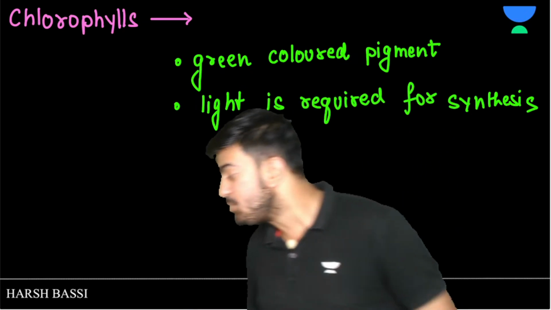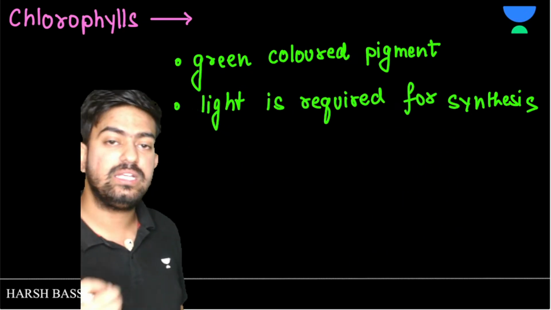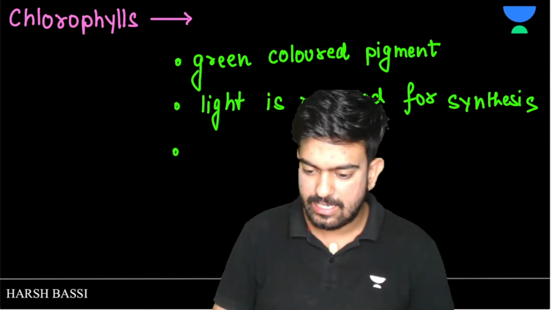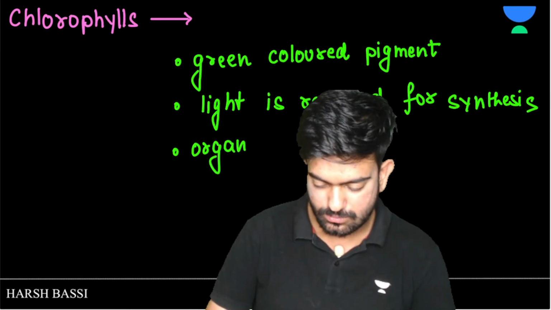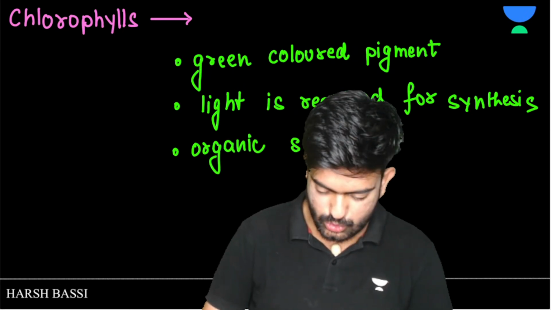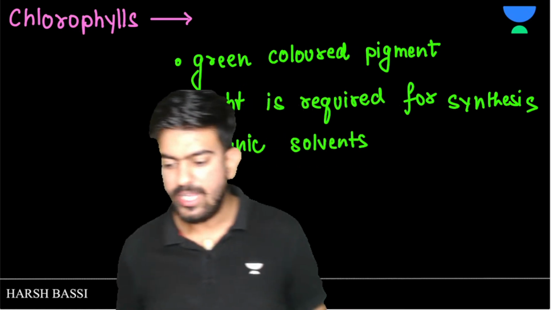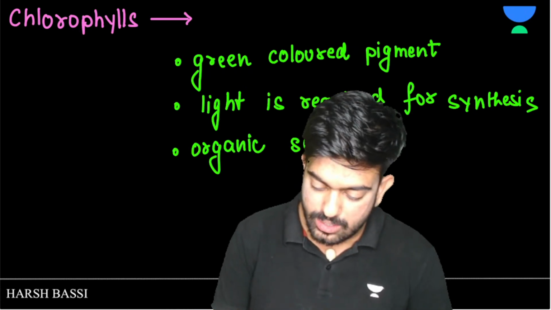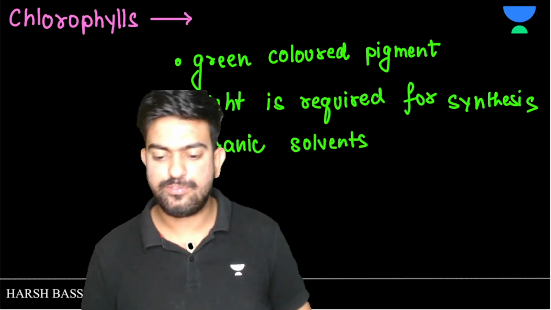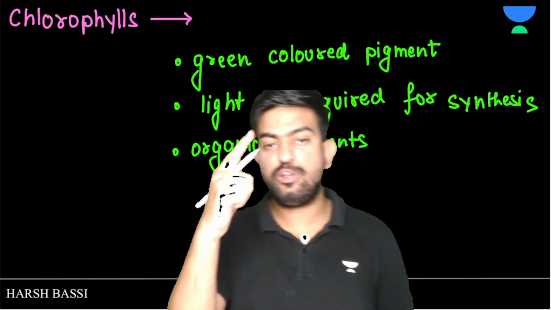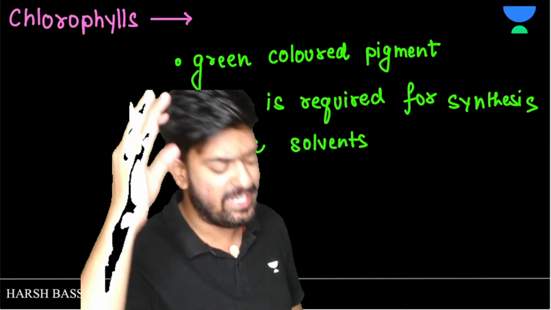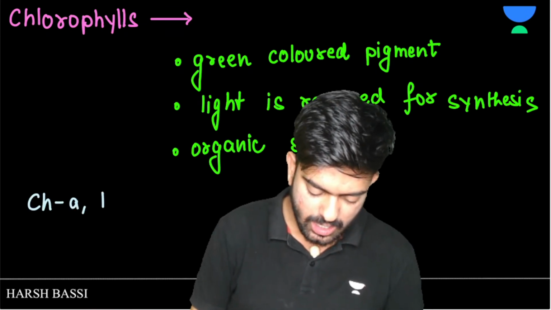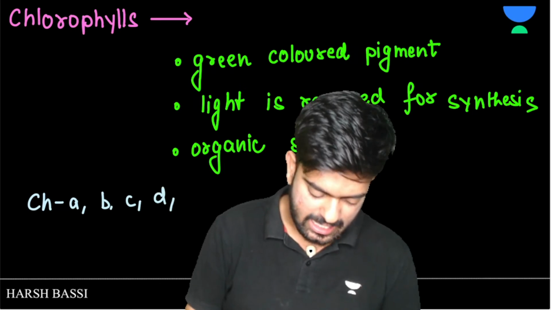Now, this chlorophyll is soluble in organic solvents. Clear? Great. Now, types of chlorophyll. How many types of chlorophyll are present? There are chlorophyll A, chlorophyll B, chlorophyll C, chlorophyll D, and chlorophyll E. So these are the types of chlorophyll: A, B, C, D, and E.